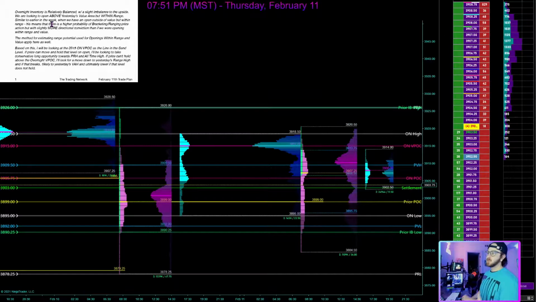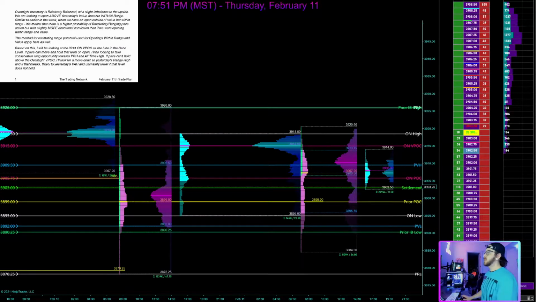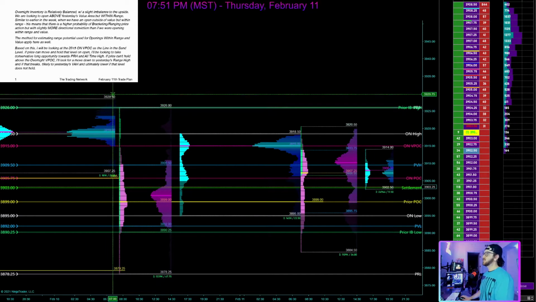Now, similar to earlier in the week, as I discussed in my previous videos, when we have an open outside of value but within range, this means that there is a higher probability of bracketing or ranging price action, but with slightly more directional conviction than if we were opening within range and within the previous session's value area as well. Based on this, I was looking at the 39.15 overnight volume point of control as the line in the sand level. If price could move and hold above that level on open, I was going to look to take a conservative long opportunity towards the prior range high and the all-time high at that 39.2850 level.